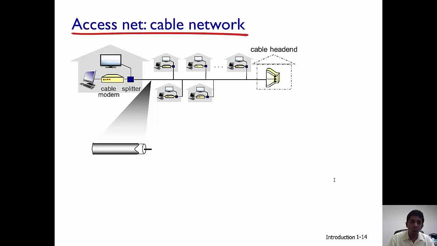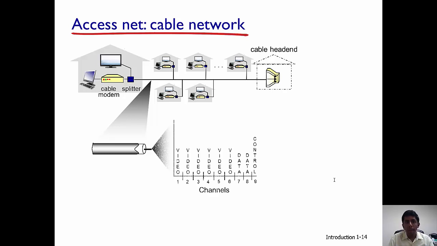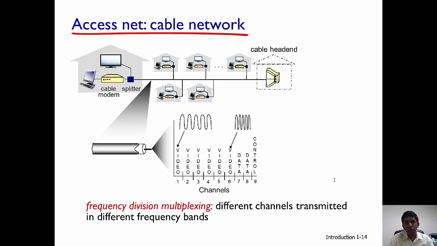looks as shown in the figure. For example, every home has a cable modem to which your computer is connected. And there's also a splitter which splits the video coming to the television and the data that is coming to your computer. The technology used in this cable is called frequency division multiplexing. So we'll come to this in greater detail later.